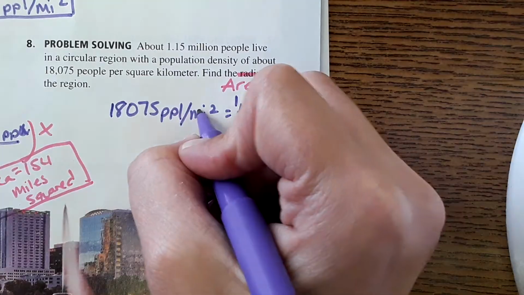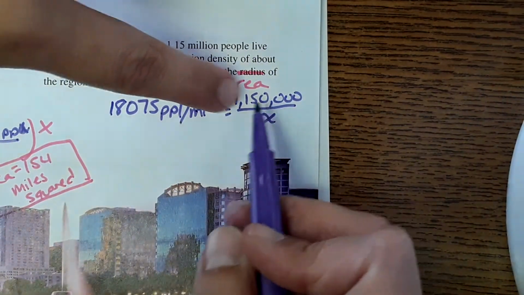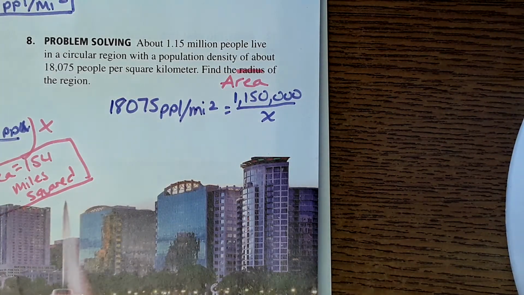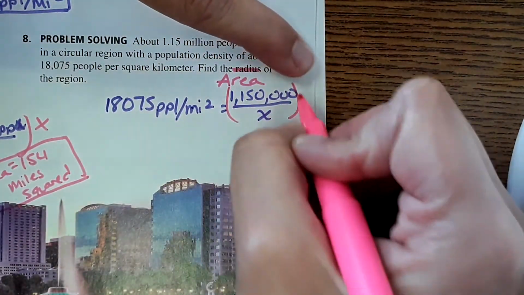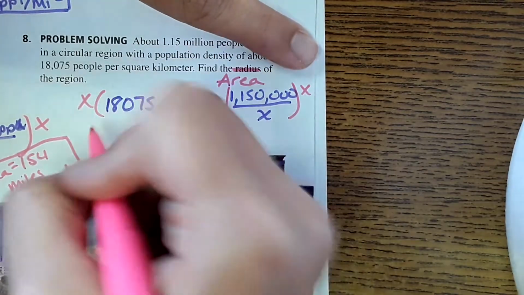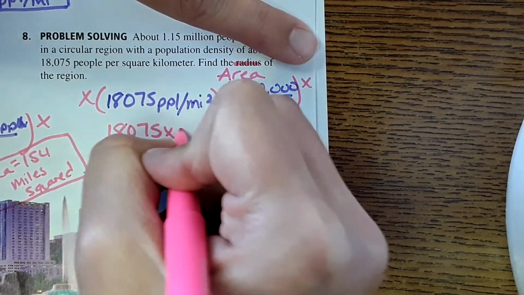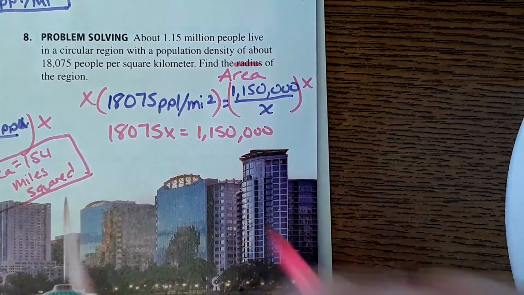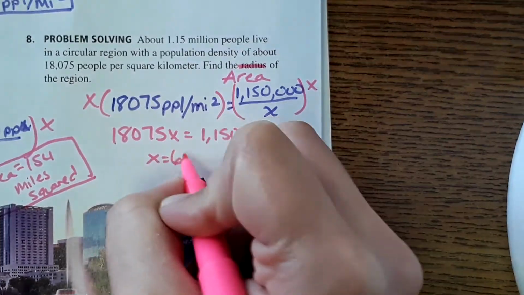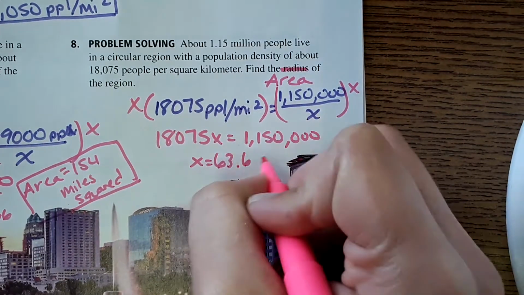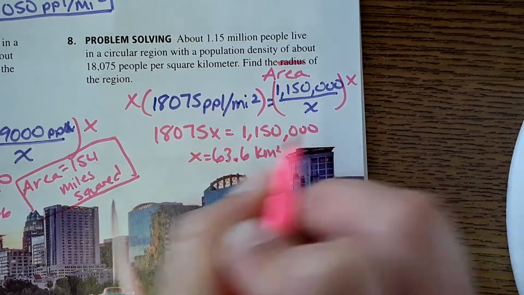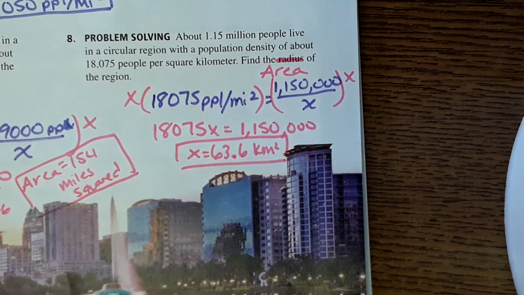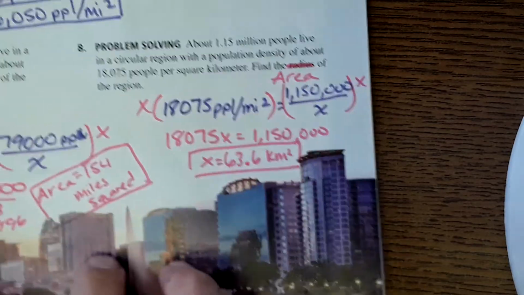For some of the problems on your homework, they might give you the number of people, or they might give you the area, and then you have to solve for the number of people. So you just plug in your numbers and then solve for whatever's missing. In this case, multiply both sides by x. Then divide both sides, and we get x equals 63.6 kilometers squared. And we're going to do one on the back too.